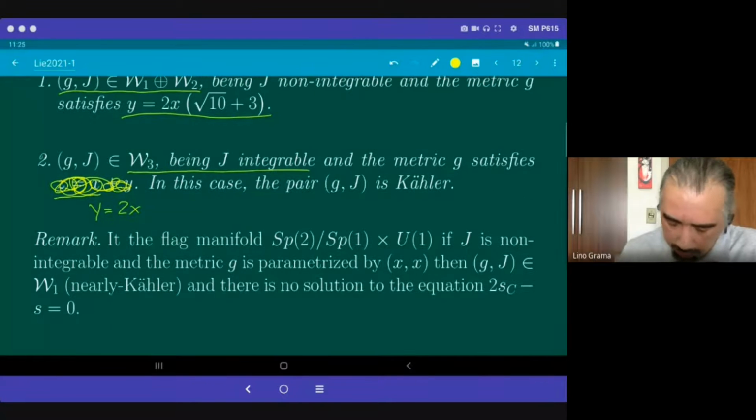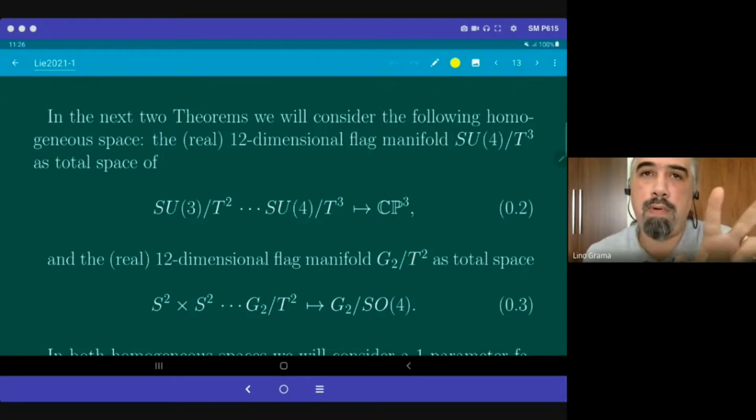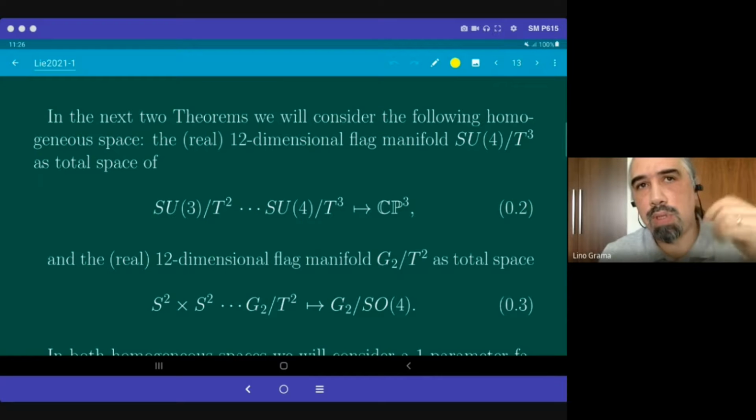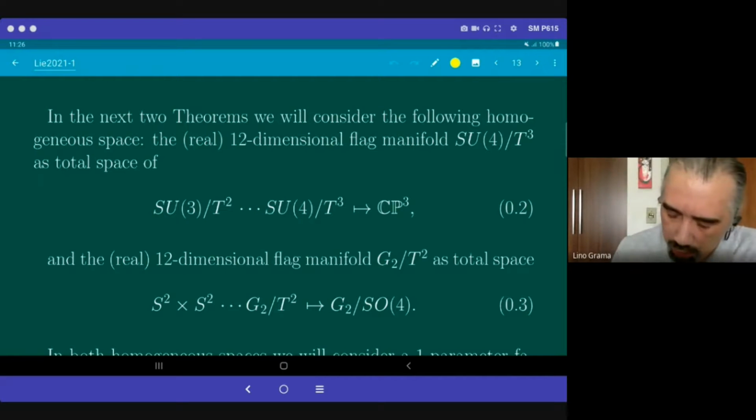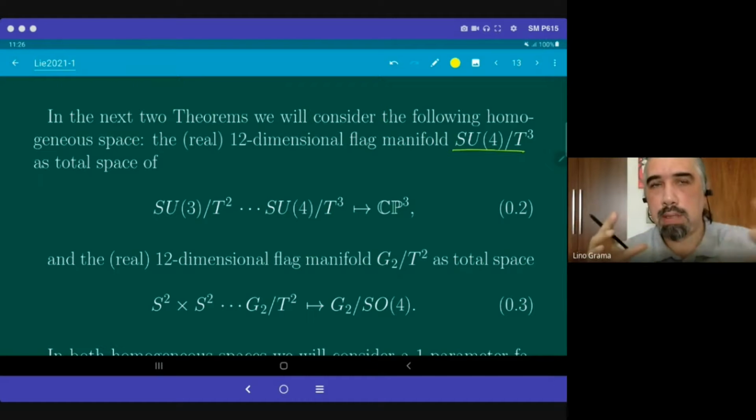And then again, if you pick these two equal numbers, these are nearly Kähler, there's no solution. Okay, the previous two examples are 6-dimensional. Now we put in some high dimension, and then we consider this one. But this one has a lot of components. It's not easy to analyze.